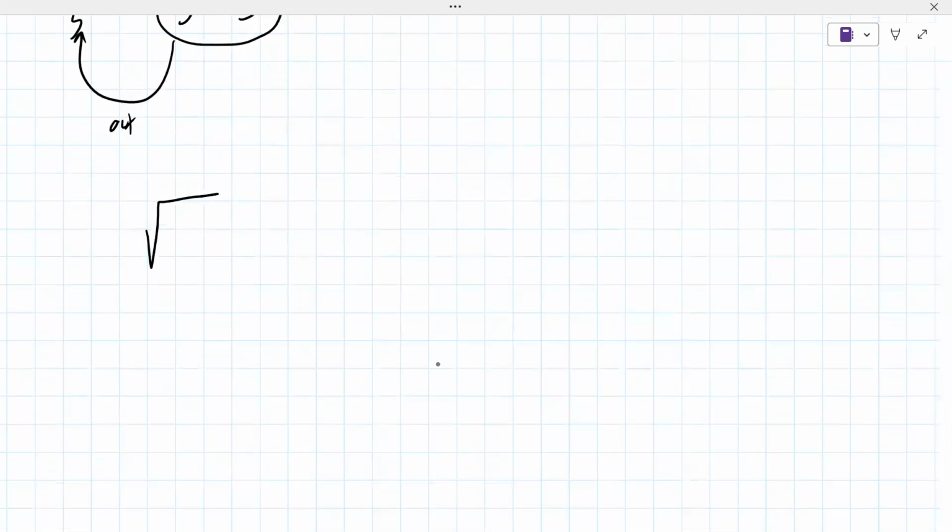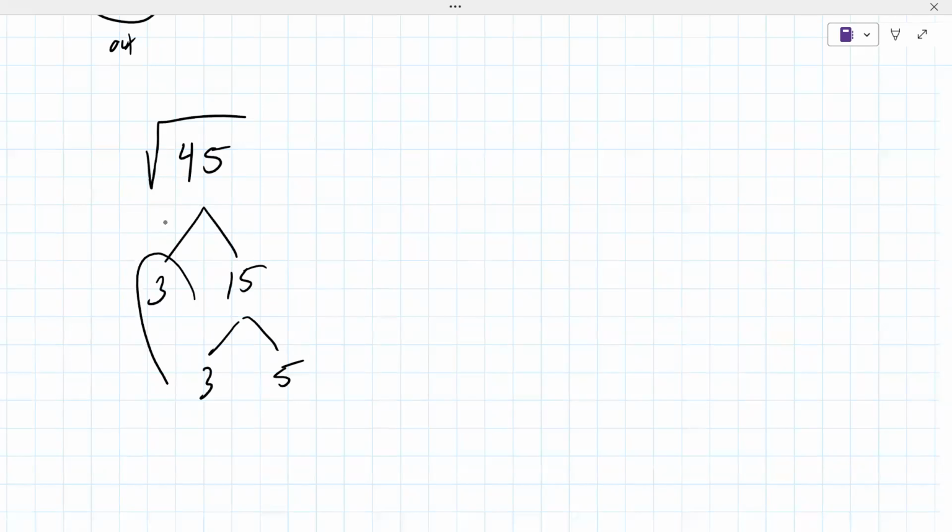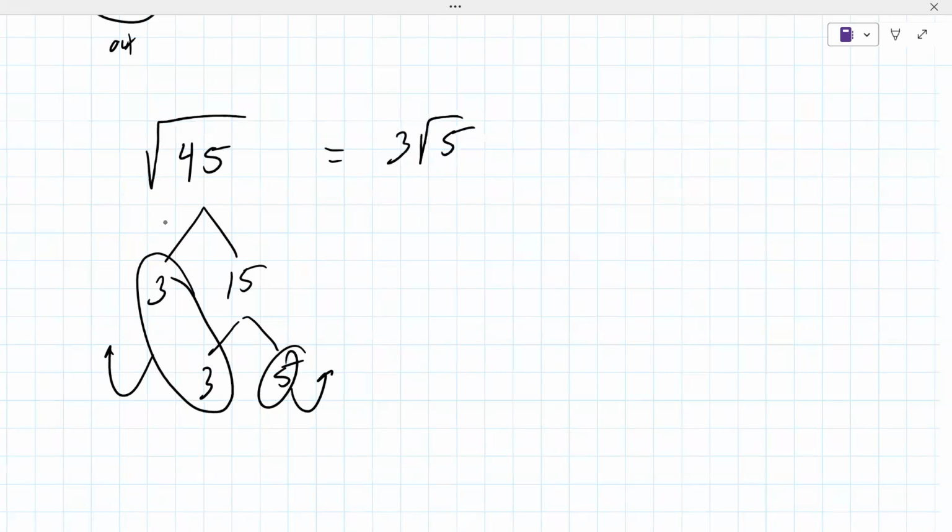All right. Got it. So square root of 45. Does 2 go into 45? It's not even, but 3 does. 3 times what? 3 times 15. Okay. And then 3 and 5. So tell me the final answer. What goes out? What stays in? Give me your final answer on this. 3 square root 5. All right, very good.